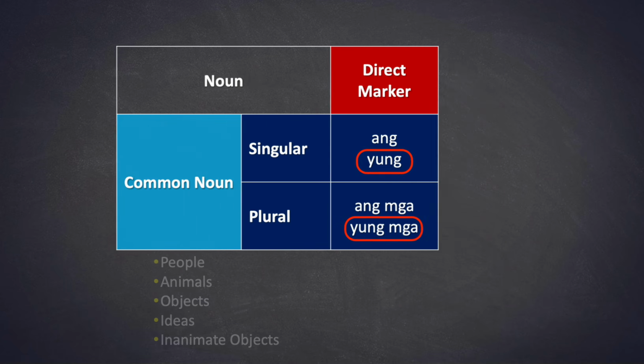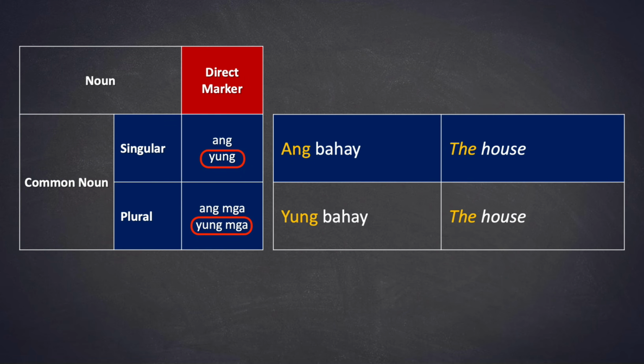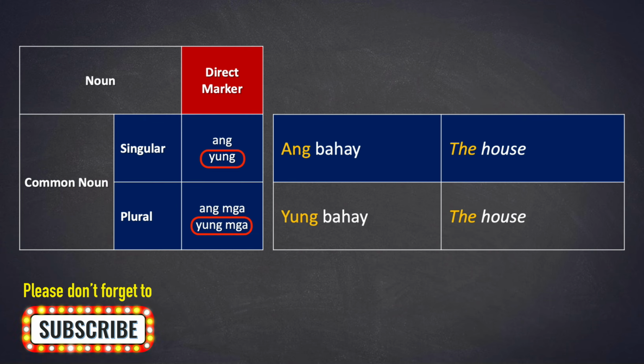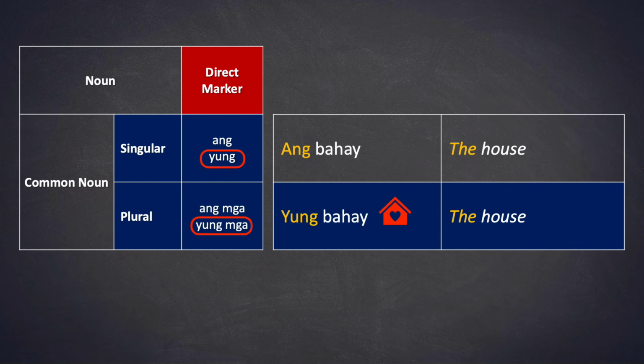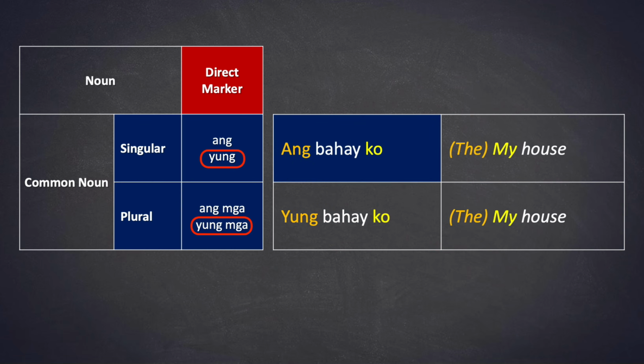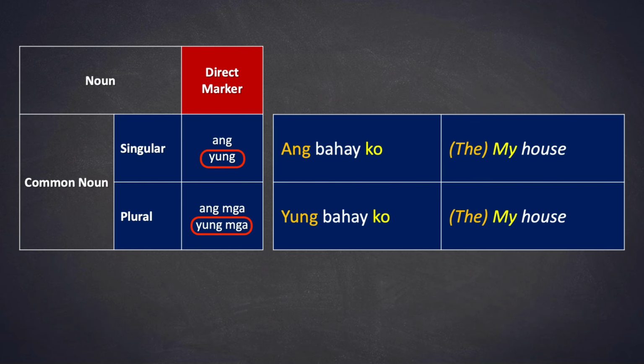Well, it's like this. When you say ang bahay, it simply means the house. There is no personal attachment between you and the subject. It's a simple statement, nothing more. But when you say yung bahay, you are referring to a specific house that has a connection with you. There's a big difference between saying ang bahay ko and yung bahay ko. They both translate the same, my house.